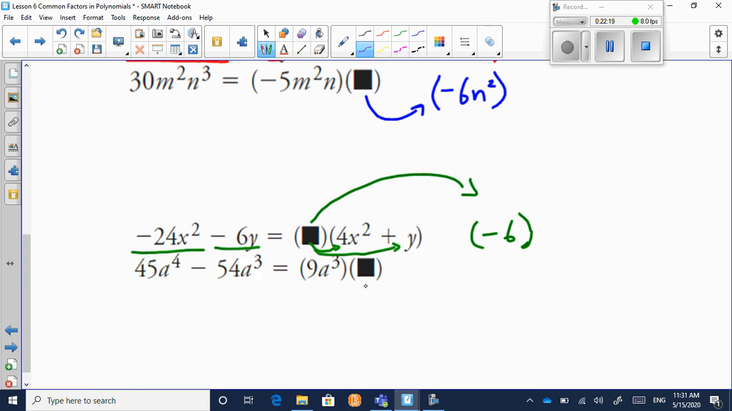And it says 9a cubed times something will give me 2 different terms.